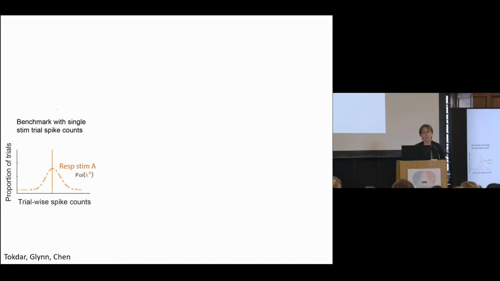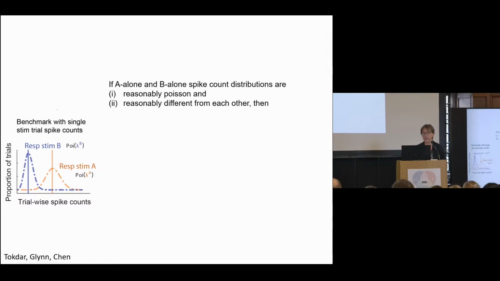And so if you imagine when you present stimulus A alone and you get a Poisson distribution of spike counts like that, and you present stimulus B alone, you might get a different Poisson distribution of spike counts. We can then ask, selecting out conditions where the A responses and the B responses are Poisson and reasonably different from each other, and those are necessary conditions for our modeling. We can then ask, on the dual stimulus trials, what do the response patterns look like?